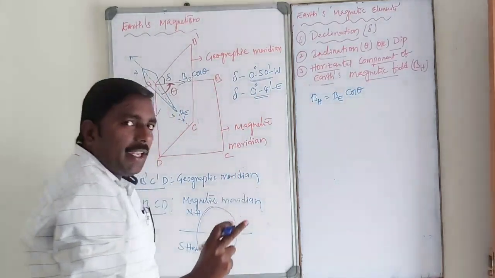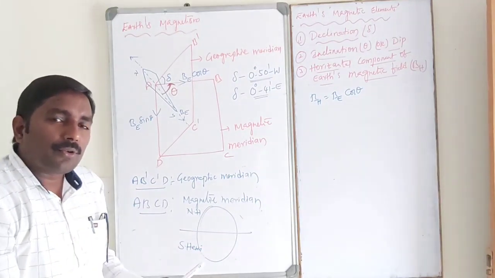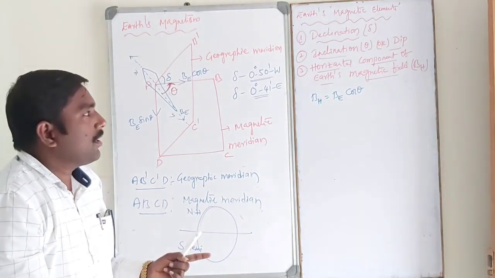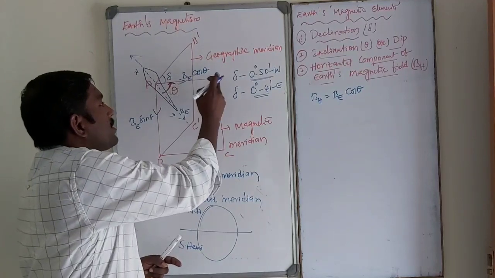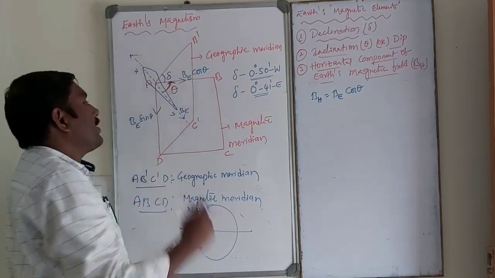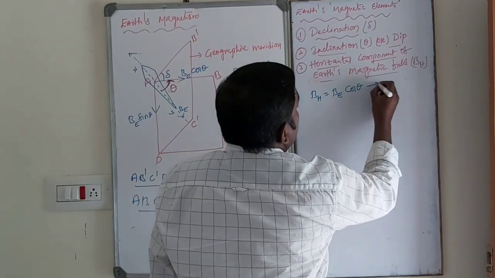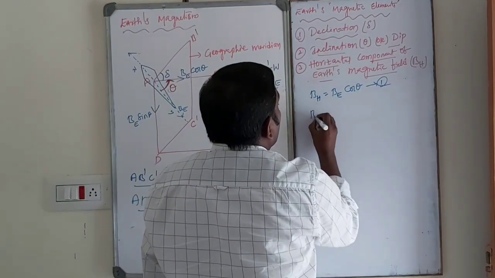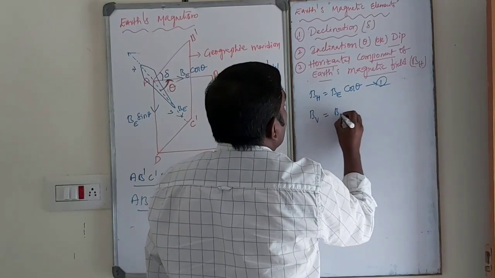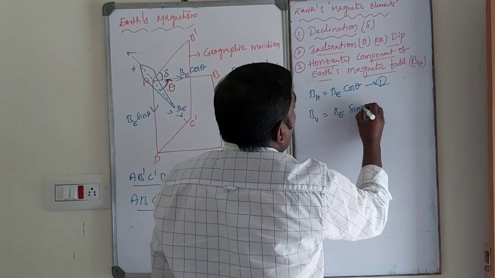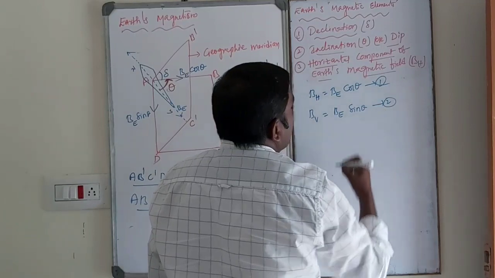So I have divided BE into two parts, two rectangular components. One is the horizontal component, BE cos theta, and the second is the vertical component, BE sin theta. Okay, so BH is equal to what? BE cos theta. This is equation number 1. And the vertical component BV is equal to BE sin theta. This is equation number 2.